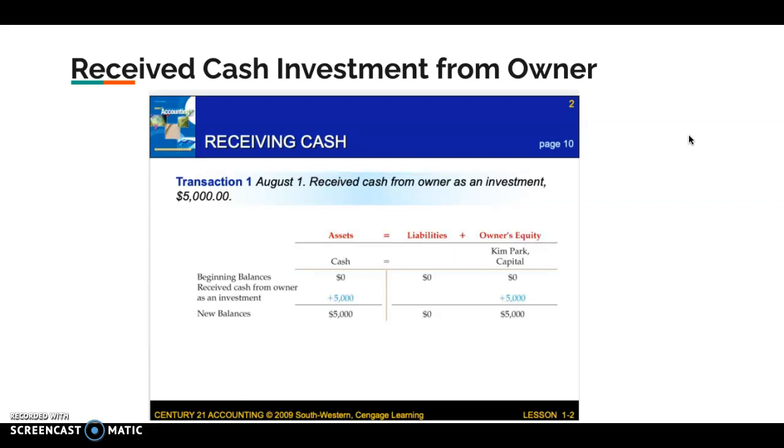So on the 1st, we're going to be doing transactions, but technically we're doing dates. So August 1st, you receive cash from the owner as an investment for $5,000.